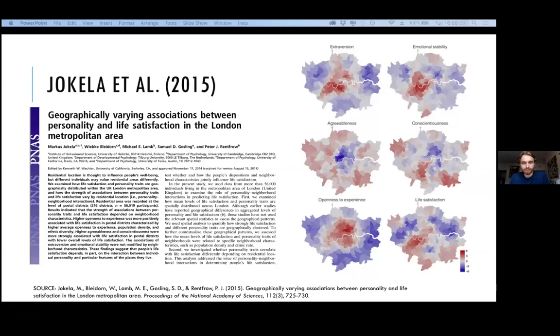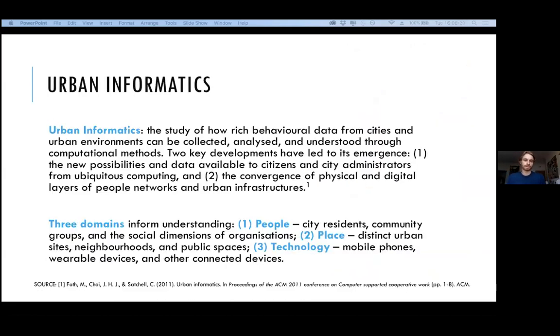Okay, so this is the work on geographical psychology and personality. And this has been coupled by work in urban informatics. Most of the audience will be very familiar with these terms, but for anyone less familiar with this field, urban informatics is looking at how rich behavioural data from cities and urban environments can be analysed and understood through computational methods. It's been informed by three main domains: people, place, and technology.